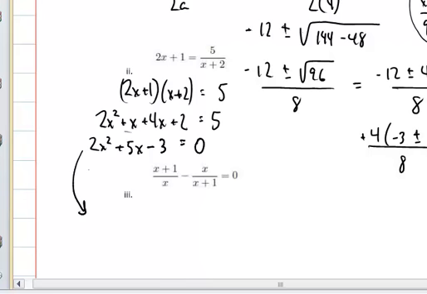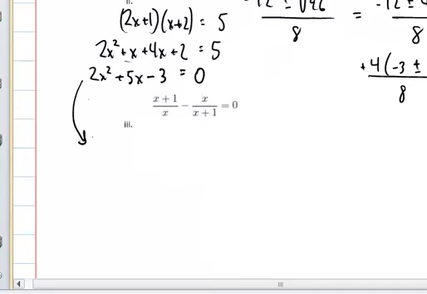So I'm going to need some more room. I'm going to move down here. And you would say, well, what multiplies to give you negative 6, because that's what 2 times negative 3 is, and adds to give you 5. So that would be negative 2, and I'm sorry, that would be negative 1 and 6.